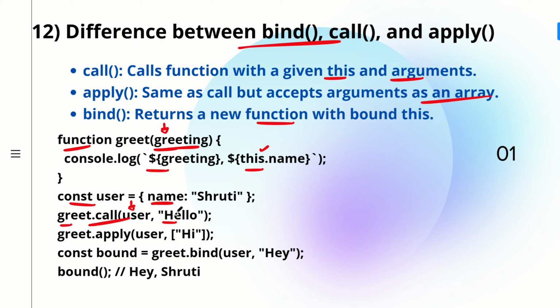So greeting is what you have passed, so hello is what is received, so you will print hello. And this.name, what is this.name? It is pointing to user. So what is user.name? User.name is Shruti, so you will get the answer as hello Shruti.